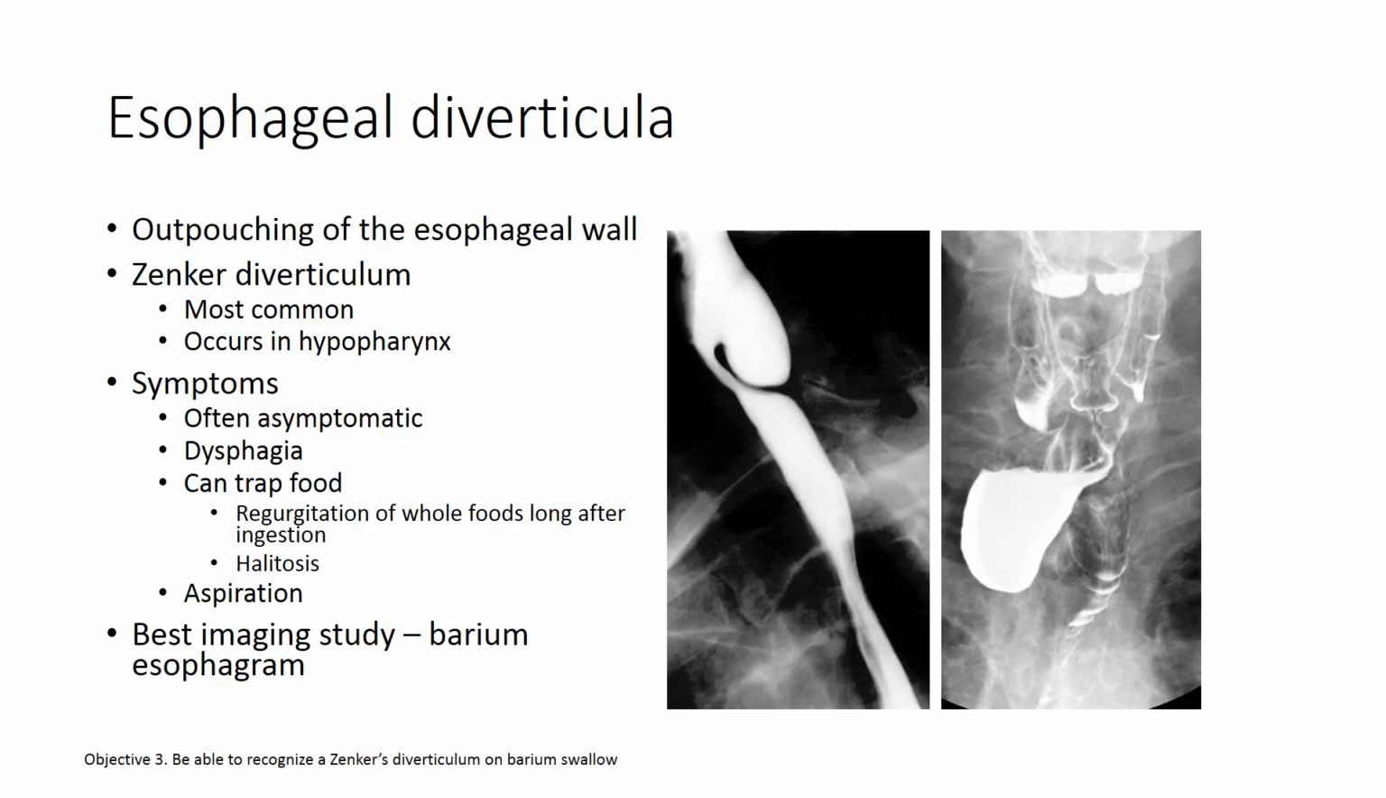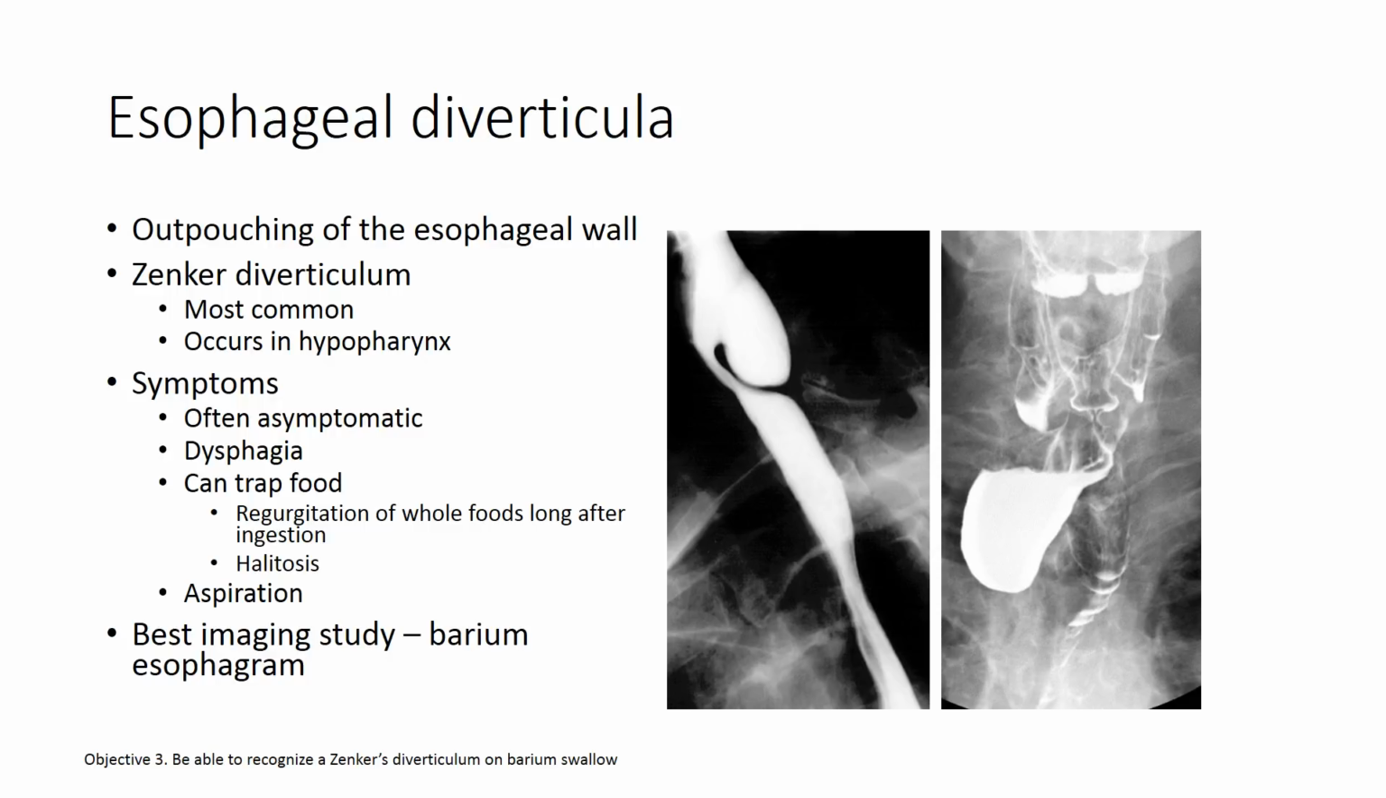So we see these in any hollow viscus. We can see them in the duodenum, in the colon, and in the esophagus. There are several types of esophageal diverticula. The only one that I'm concerned that you know at this point is something called a Zenker's diverticulum. Zenker's diverticulum is fairly common. We see this every now and then.